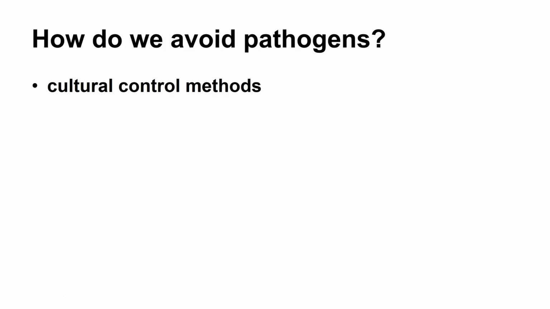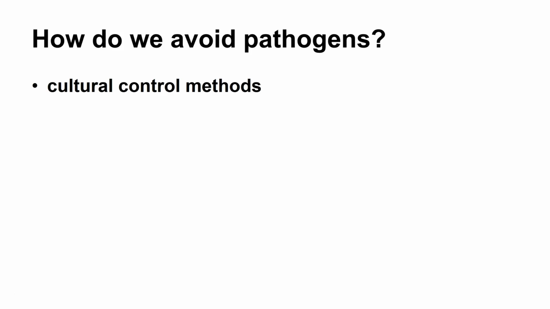These are often called cultural control methods. You can avoid a pathogen such as cedar apple rust if you've got apple trees by making sure you don't have any cedar in a certain area. That is a cultural control mechanism. All you have to do is control the way things are growing.